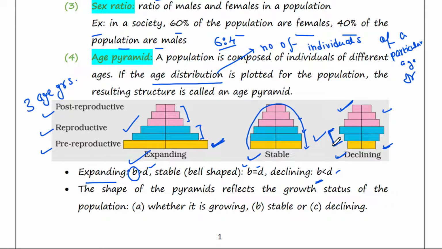Next, the shape of the pyramids reflects the growth status of the population, whether it is growing, that is, in the expanding phase, because here the birth rate is more, and if birth rate is more, that means the population is growing. Or it is stable, that means the birth rate is equal to death rate, or it is declining because the birth rate is going to decrease day by day, right? So the shape of the pyramid can tell us the growth status of the population.